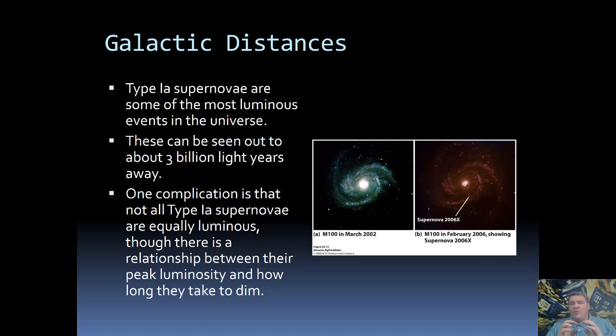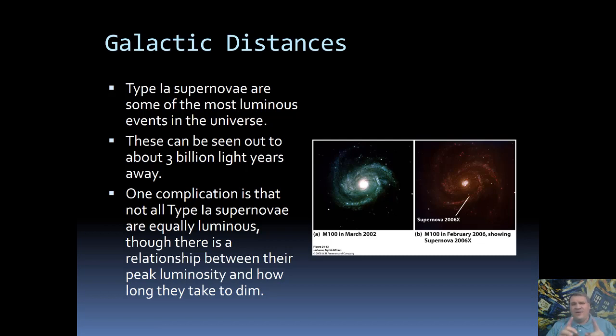It's the one where a white dwarf has gained too much mass and explodes. Because it is a supernova, these are going to be very luminous. We can actually see these out to around 3 billion light years, so really distant. Now, there are some slight complications with type 1a because they're not all exactly the same luminosity.